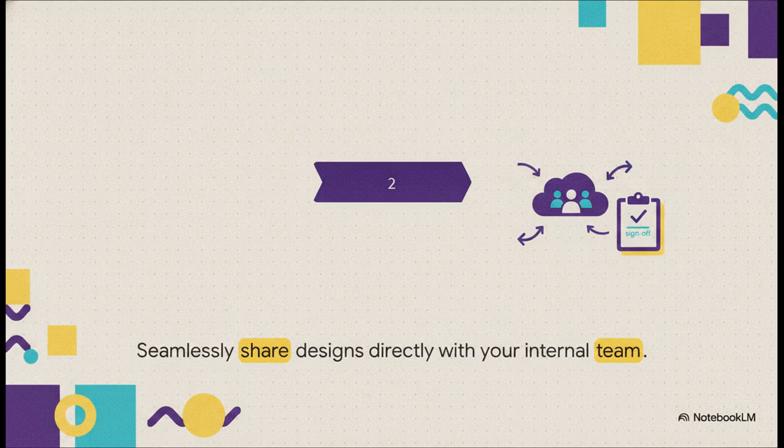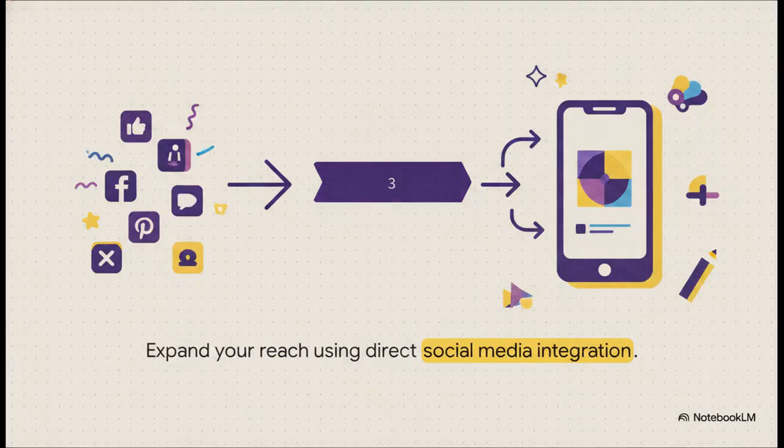Step 2 is the internal review. Sharing directly within the platform means you can get quick internal sign-offs, keeping everyone on the team perfectly aligned without anyone ever having to download a clunky draft file. And finally, public distribution. Utilizing Canva's direct social media integration drastically speeds up your entire publishing pipeline. You can push your polished, hierarchically sound designs straight to your audience with just one click.